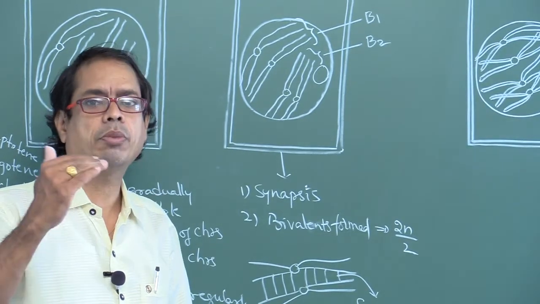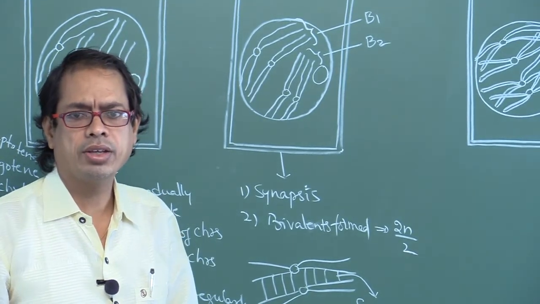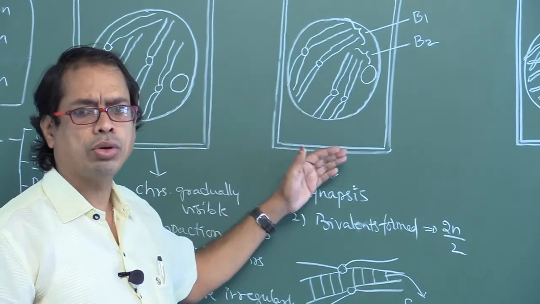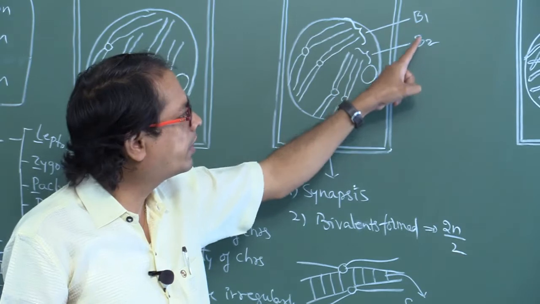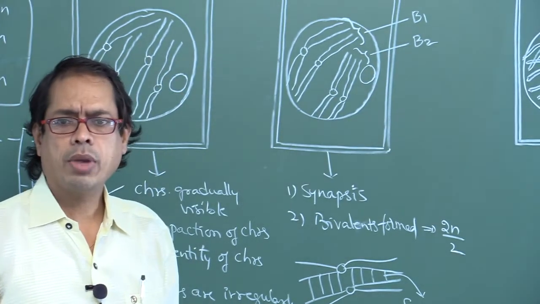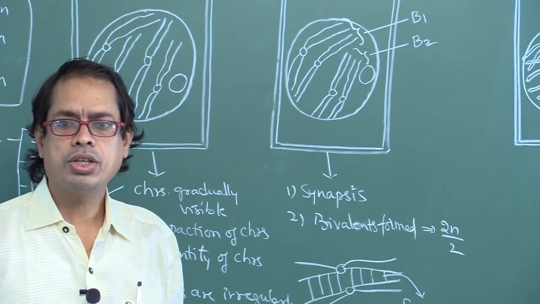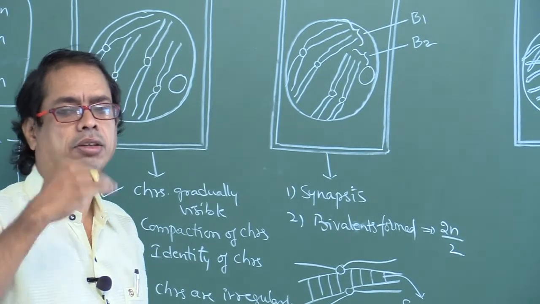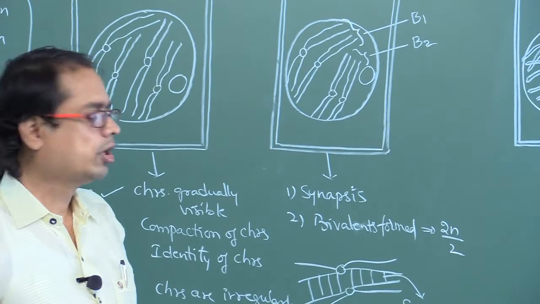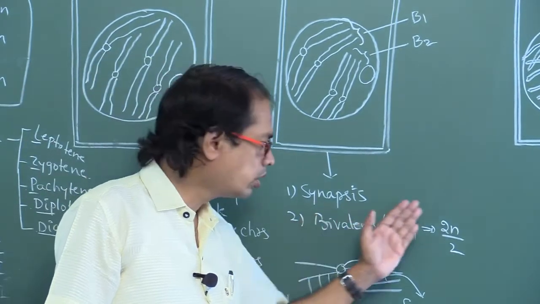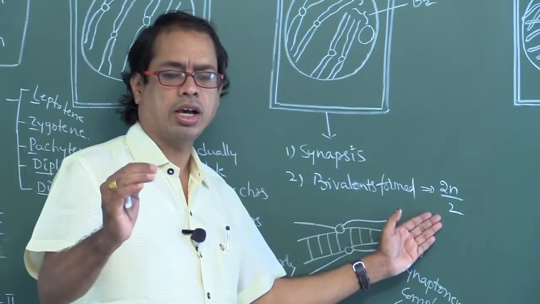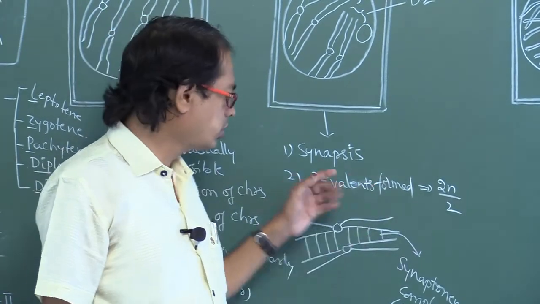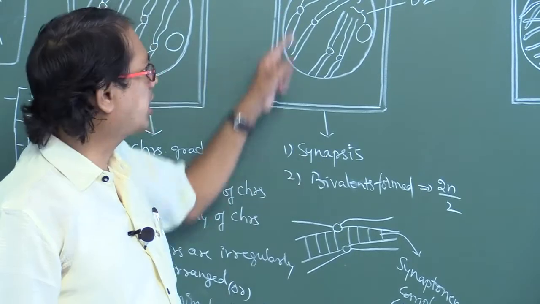20 by 2, 10 bivalents. Number of bivalents in Haplopappus, 2n by 2, 4 by 2, 2 bivalents. Bivalent 1, bivalent 2. Number of bivalents in onion, 2n is equal to 16. That's why 2n by 2, 8 bivalents. Like that you have to take. So the number of bivalents is 2n by 2. That is the formula for the number of bivalents. Okay. These are the two important events that occur in zygotene.